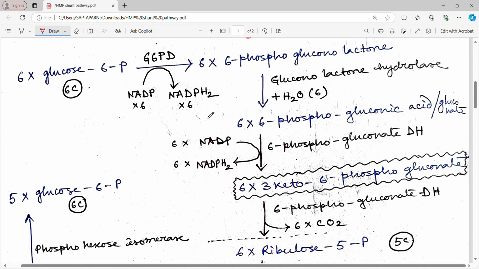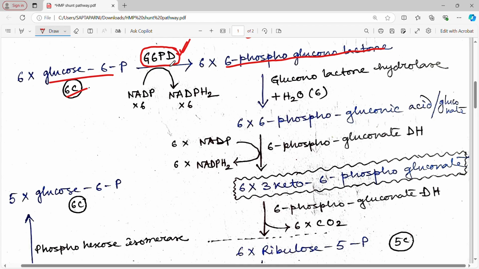Now directly going to the pathway. As we know, glucose gets converted into glucose 6-phosphate with the help of hexokinase, and it is a 6 carbon compound. Whatever I have written in the circle is the number of carbon moieties. Now this glucose 6-phosphate gets converted into 6-phosphogluconolactone with the help of G6PD or glucose 6-phosphate dehydrogenase enzyme. This enzyme is very important and it is the rate limiting step in this reaction.